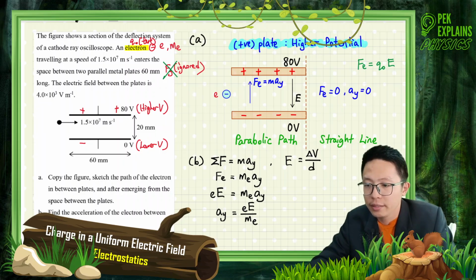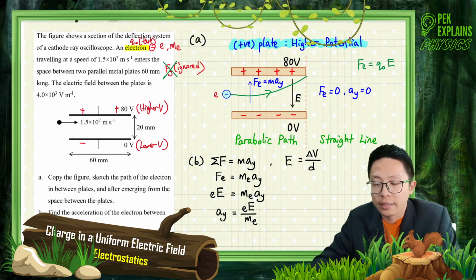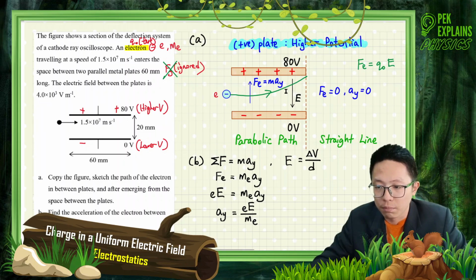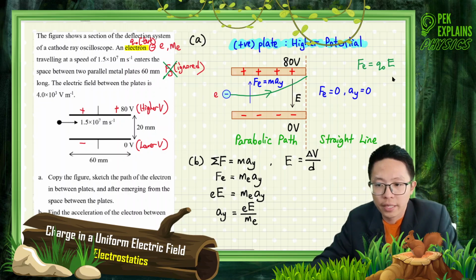Okay, hold on a second. Yeah, so it will be attracted to the positive plate. That's it. Attracted to the positive plate, and then in between the plate you have electric force. But when going out of the plate, there's no more electric force. Why? Because no more electric field. Outside of the plate, you have no more electric field.